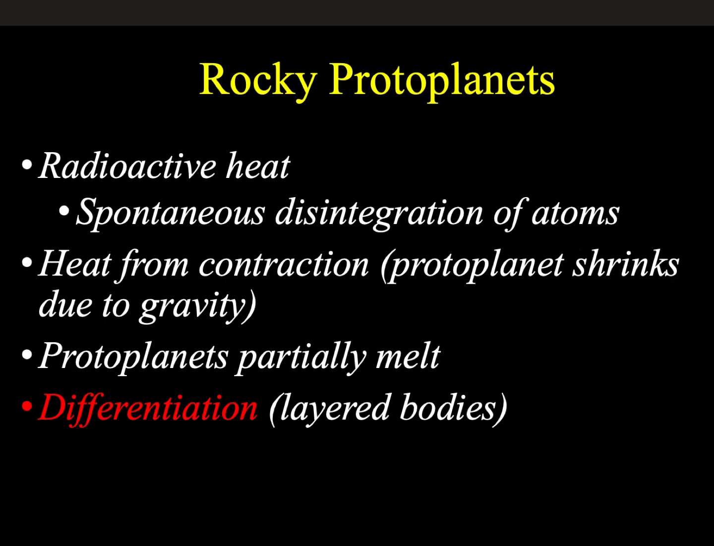Rocky planets in this early solar system were hot, not just because of all the other objects colliding with them, but also due to radioactive heating. As radioactive atoms break down into smaller atoms, they release heat. Additional heat is generated as gravity crushes the planet down. All this heat causes the planet to begin melting, which leads to the process of differentiation we talked about in the last lecture. Make sure you understand the processes of accretion and differentiation.